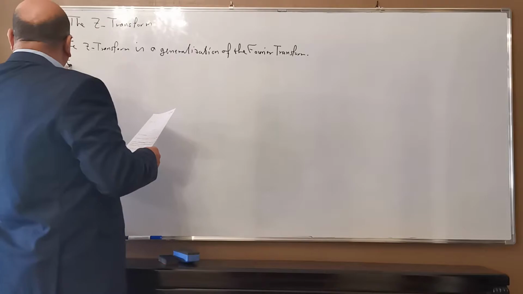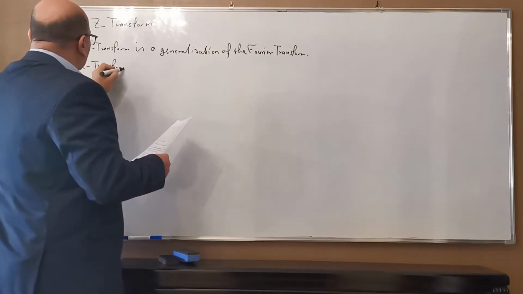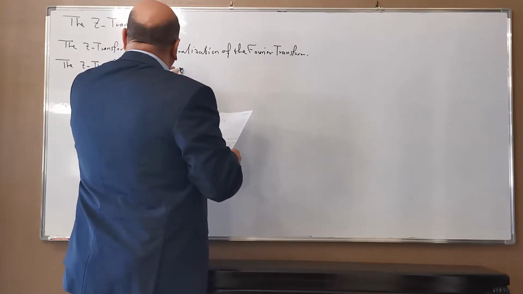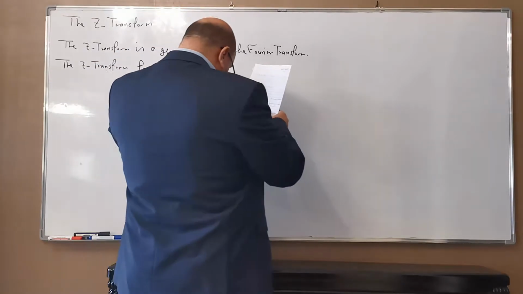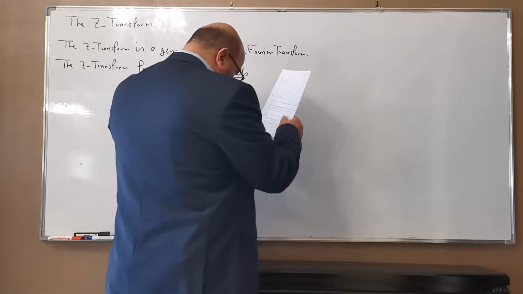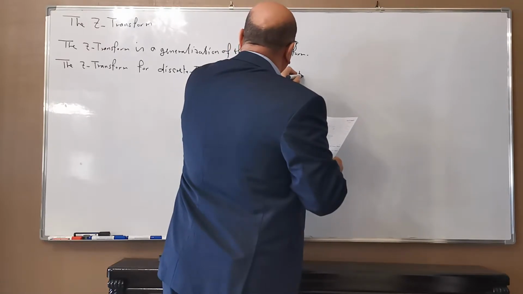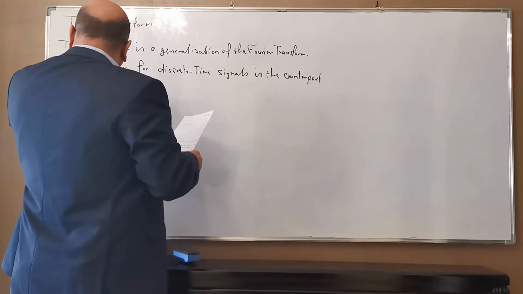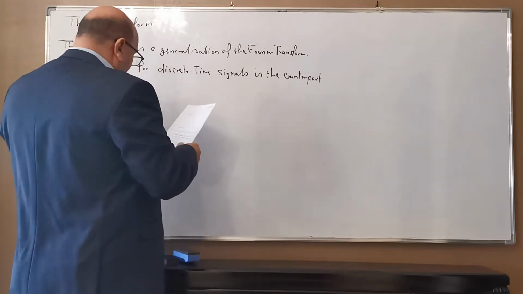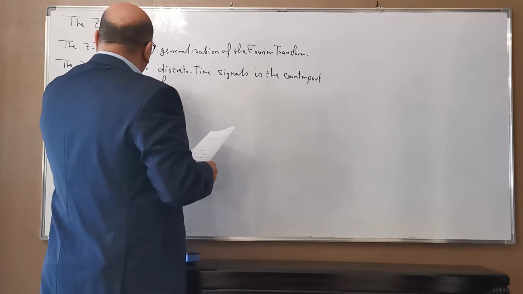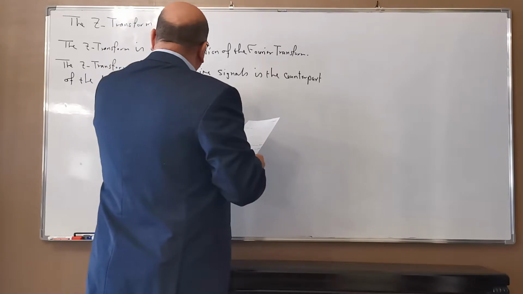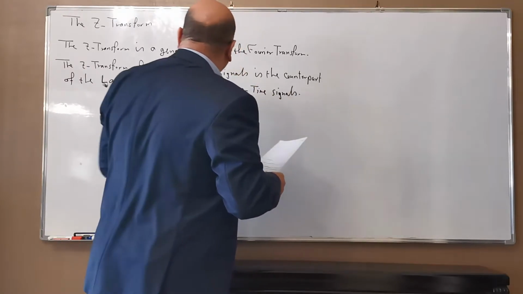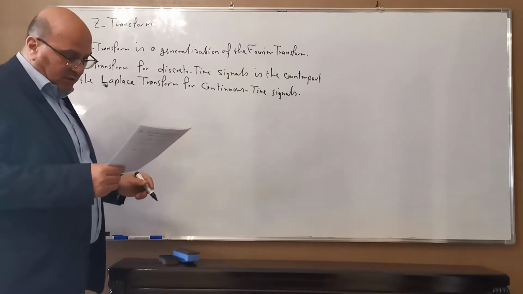Like the Fourier transform for discrete time signals, the Z transform is the counterpart of the Laplace transform for continuous time signals. يعني مقابل لابلاس ترانسفورم او الاس دومين في عندنا الزي دومين.